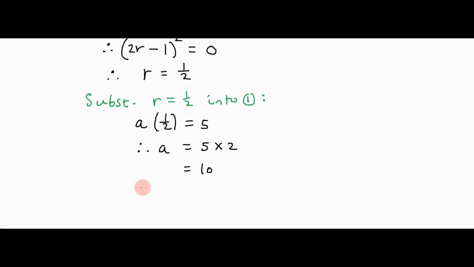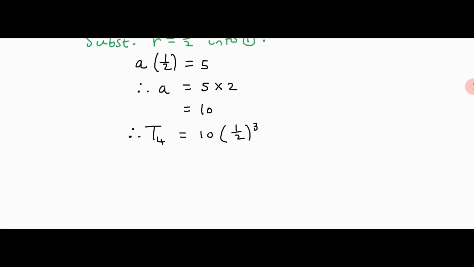So then t sub 4 equals a, which is 10, times r, which is 1/2, to the n minus 1. In other words, to the 4 minus 1, so cubed. And that's 10 times an eighth, which is 10 over 8. And this simplifies to 5 over 4.